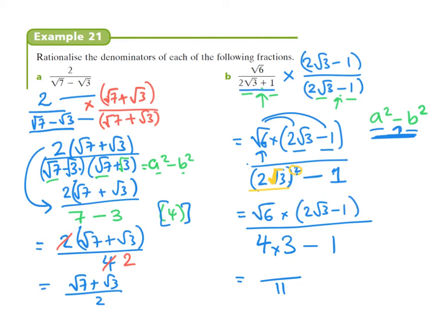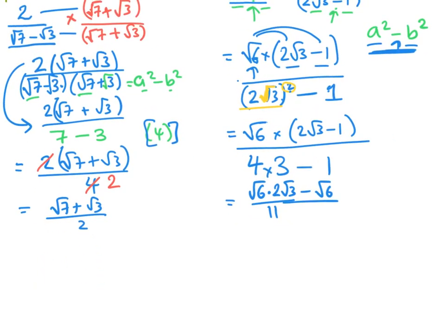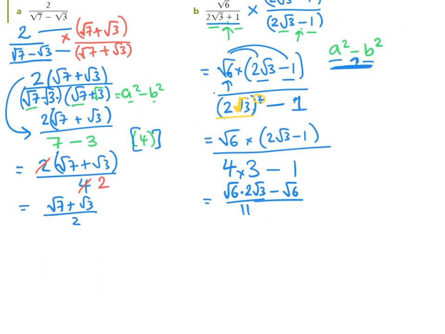I'm going to expand that bracket out. So I've got square root 6 by this term and square root 6 by negative 1. So it's just going to be a single bracket expansion. So square root 6 is multiplied by 2 by square root 3, and it's also multiplied by 1, so it's take square root 6 also. Let's close that up a little bit. Top line is 2 square root 18, take square root 6, and bottom line is still 11.